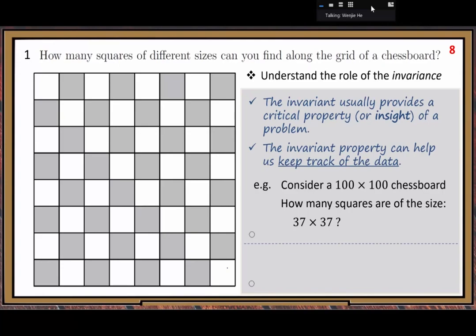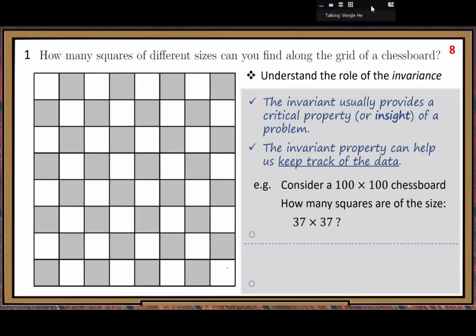64, not 3. Only one short. But how do you know there are 64 squares? That many. How can you see it? Think about, how can you see it?